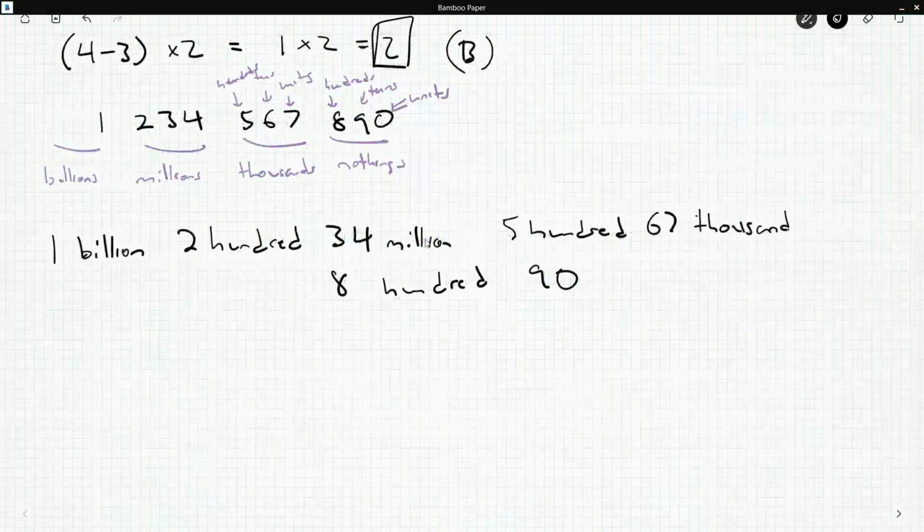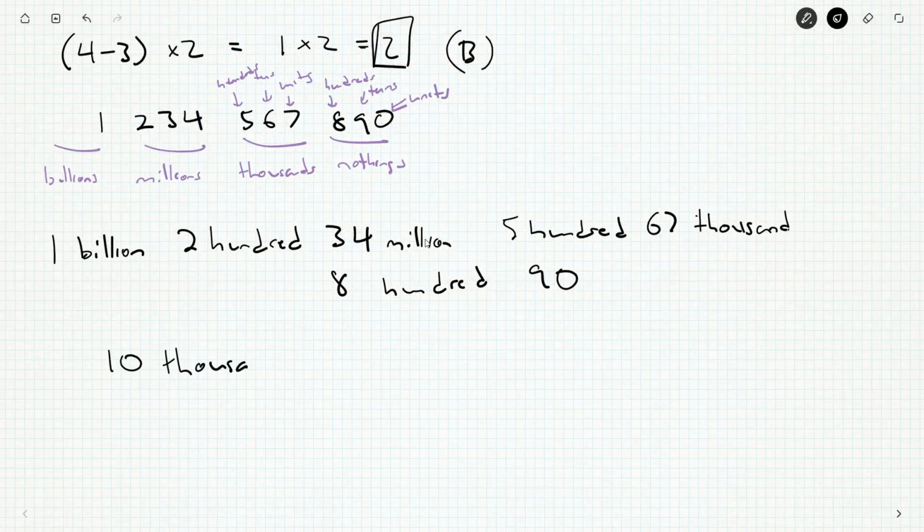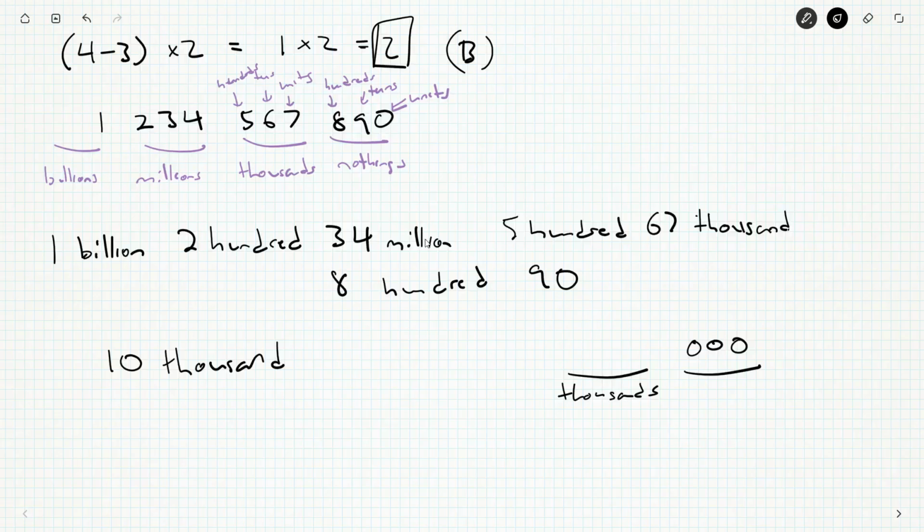How would we work backwards? Well, we know we want 10,000. So we think, okay, we've got the nothings group, the thousands group, the millions group, but we don't have anything in the nothings. We don't have anything in the millions, so we won't even bother to write them. And then in the thousands, we don't have 100, we just have 10,000. So 10 followed by 3 zeros. That's going to be our answer, and that's C.